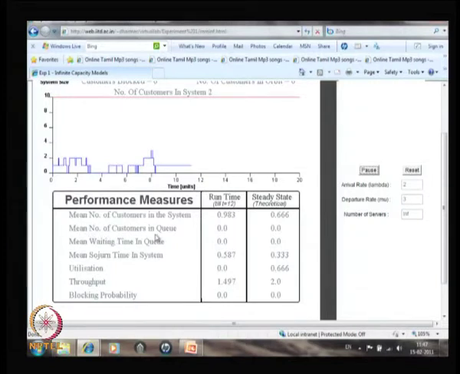The mean number of customers in the queue is 0, and here also 0, because it is an infinite server system. Therefore, customers who enter the system immediately get the service. So the average number of customers in the queue is 0, and the average time spent in the queue is also 0. That is correct. There is no blocking, and utilization is the probability that the servers are utilized.